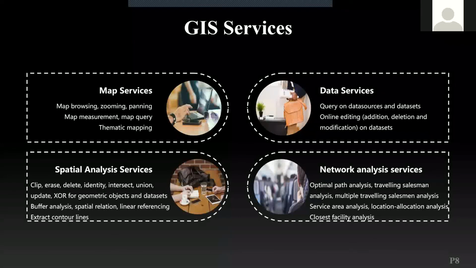And the third one is the spatial analysis service. Spatial analysis is another core capability of GIS. There are a lot of traditional spatial analysis functions, such as clip, erase, identity, intersect, union, update, XOR for geometric objects and data sets, buffer analysis, spatial relations, interpolation, extract contour lines. So most of the traditional GIS spatial analysis, we can find here. And the spatial analysis service can support not only data sets, but also geometry uploaded from the client side.